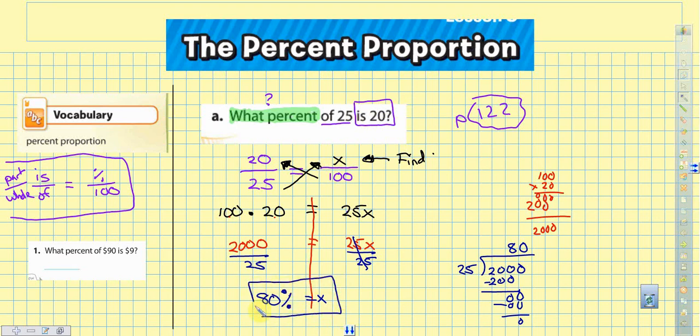Box my answer. Okay, what you're going to want to do now is pause the video and go to Go Formative, and do the first problem on Go Formative under the percent proportion. And when you're done, come back and you can watch the next problem.